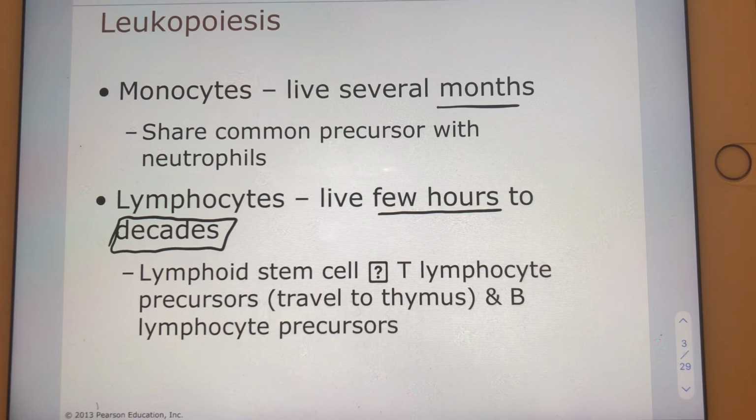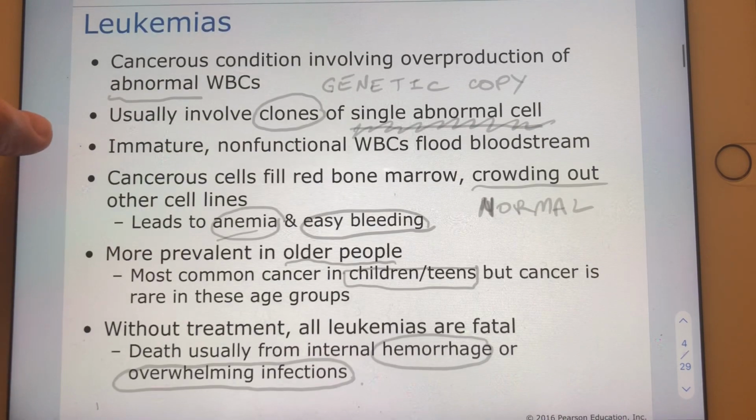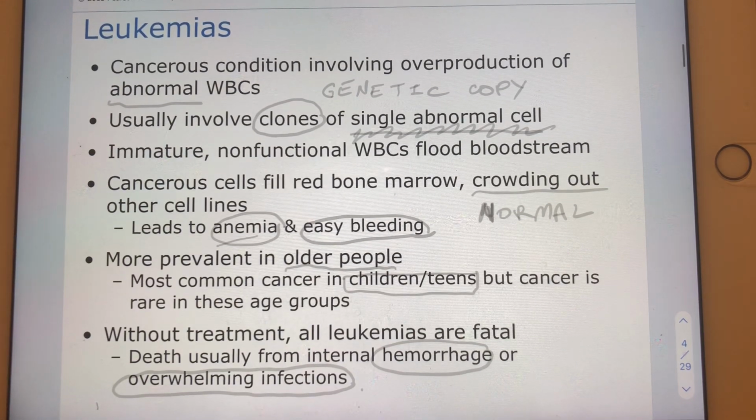Leukemia is yet another blood disorder to put on our list alongside anemias and polycythemias, and maybe even some of the leftovers from chapter 19, the vessel chapter. Leukemia is an umbrella term for really any cancerous condition that yields the overproduction of not just white blood cells, but faulty, abnormal white blood cells that can't do their job.